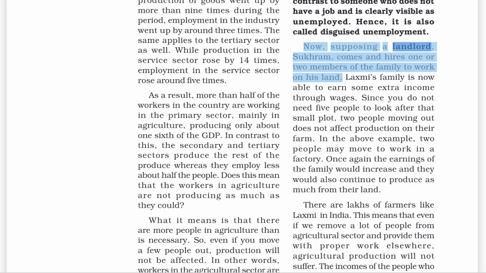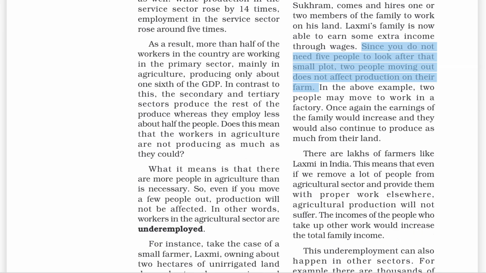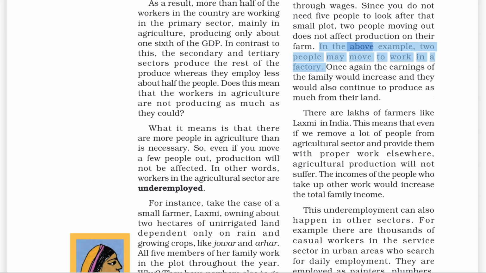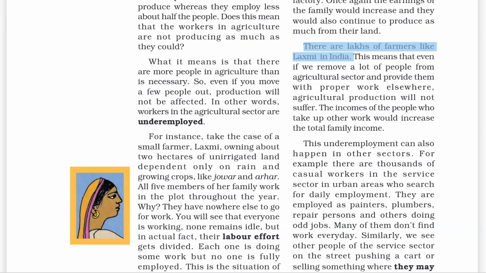Now, supposing a landlord, Sukram, comes and hires 1 or 2 members of the family to work on his land. Lakshmi's family is now able to earn some extra income through wages. Since you do not need 5 people to look after that small plot, 2 people moving out does not affect production on their farm. In the above example, 2 people may move to work in a factory. Once again, the earnings of the family would increase and they would also continue to produce as much from their land. There are lakhs of farmers like Lakshmi in India.